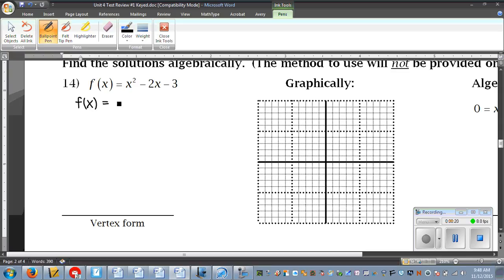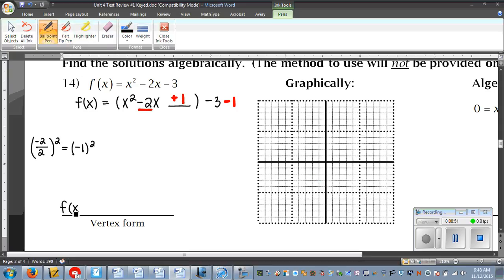I'm going to isolate the x squared and the negative 2x, and leave a space and leave the negative 3 outside of the parentheses. And we do this process called completing the square, where we go to the b value, which is negative 2, and take half of it and square that number. So half of negative 2 is negative 1, and when we square it, we get a positive 1. We always balance by putting the opposite number outside, so negative 1 will go outside.